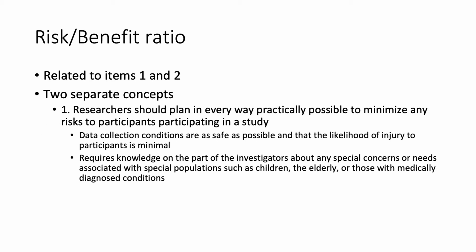When we look at the criteria list for the research proposal for the IRB, items 1 and 2 are often referred to as the risks and benefits to the participants in the study. There are two separate but related concepts here. The first is that the researchers should plan in every way practically possible to minimize any risks to participants participating in the study. What this means is that we are ensuring that the data collection and the conditions are as safe as possible and that the likelihood of injury to participants is very minimal.